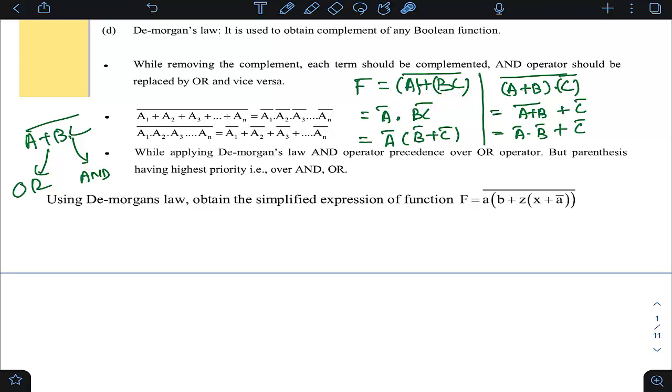But parenthesis, if it is given, it has the highest priority compared to AND and OR, right? Parenthesis has the highest priority over AND and OR. So in the original question itself, if it is given like this, then this is the right answer. But if nothing is given, if only this is given, then this will be the wrong answer. But in the question, the bracket is given here, so this is the right answer. So the first priority is parenthesis, then AND, then OR. You remember this property.